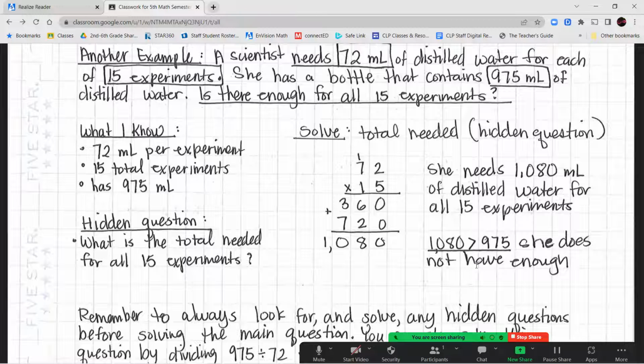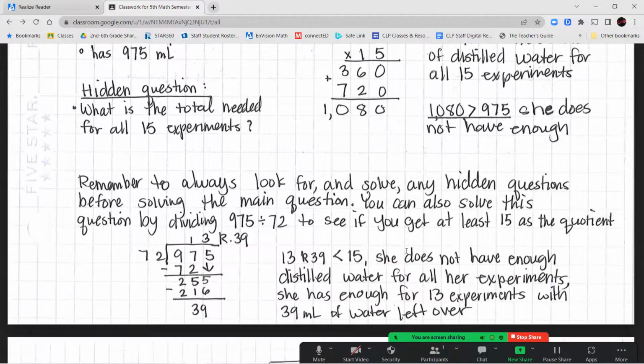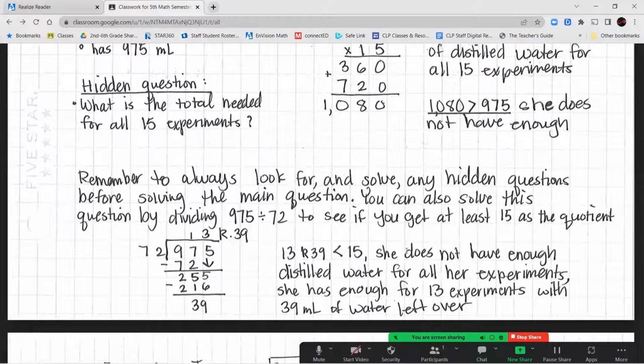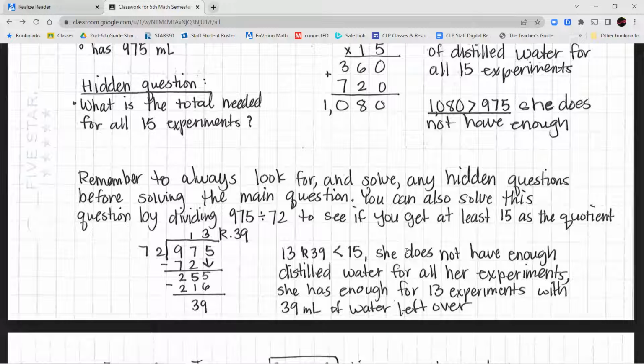Now, since 1,080 is greater than 975, which is what she has, we know that she does not have enough water for all 15. Now, you could have also solved this by dividing, but one of the things you always need to remember is to look for and solve those hidden questions that are in the problems. Now, if we were to solve this by dividing, we could take the 975 and divide it into groups of 72 to see if it equals at least 15, right? Because 975 milliliters of water divided into groups of 72 milliliters, if it equals 15 or more, then she has enough for her experiments. If it doesn't, then she does not have enough.